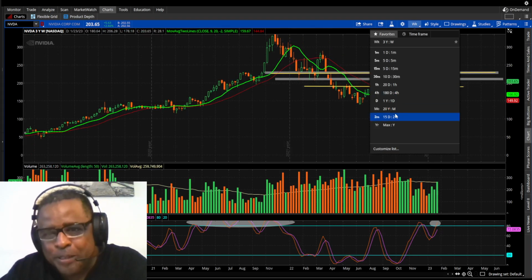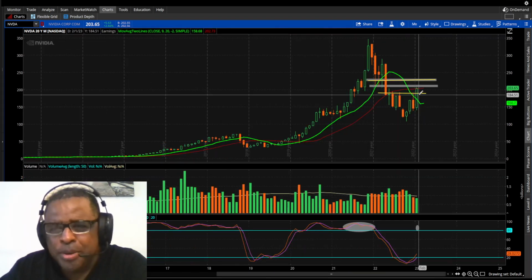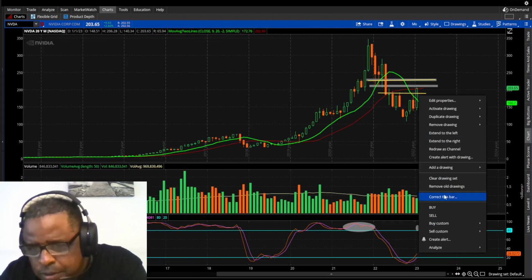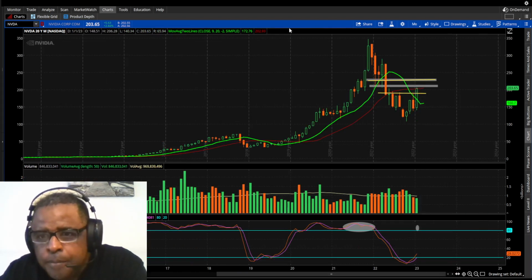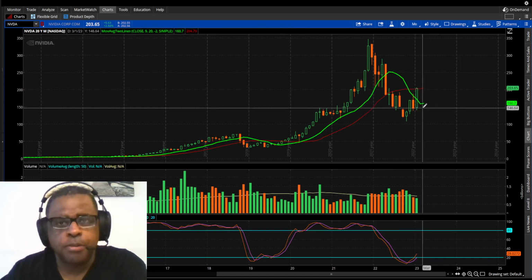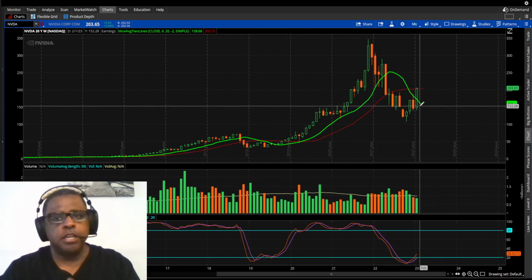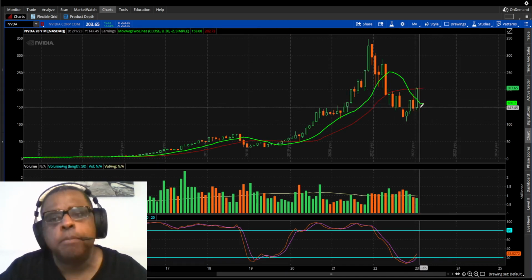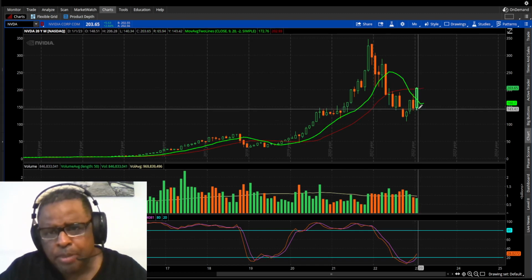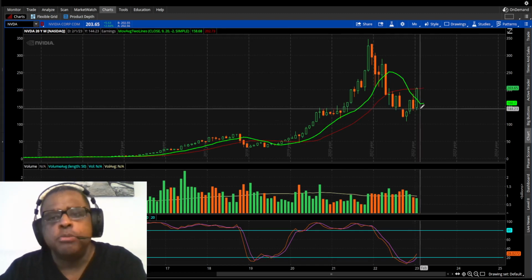Let's look at the monthly. All right, let's go to the monthly right now. And I'm going to clear all these lines out and remove clear drawing set. The monthly is kind of exciting. Now remember, we have 2 more days for the month, right? But this candle right here is almost an outside month. It missed it by maybe a few points. It's almost an outside month.